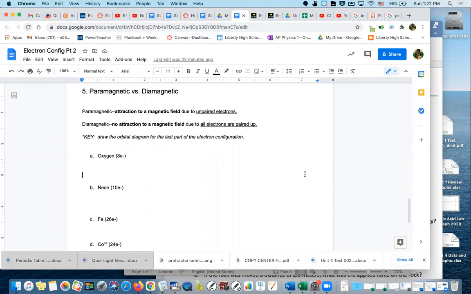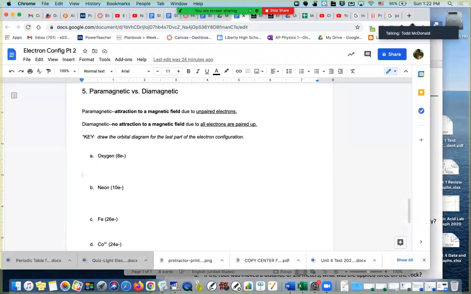We're talking about two terms, paramagnetic and diamagnetic. Here's what you need to know. Paramagnetic means there's an attraction to a magnetic field due to unpaired electrons. Unpaired electrons is what's causing this. Okay, so anytime we have electrons that are not paired up, you can have some attraction to a magnetic field. Diamagnetic, there's no attraction to a magnetic field. It's because all the electrons are paired up.